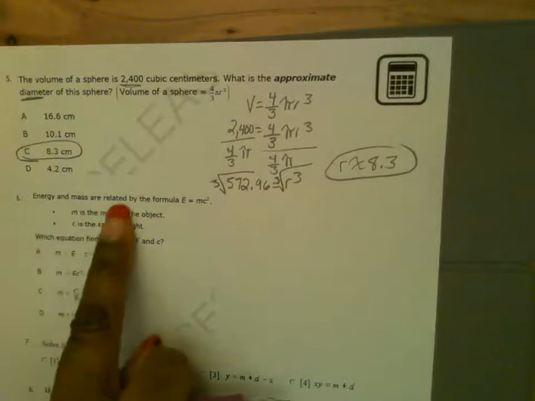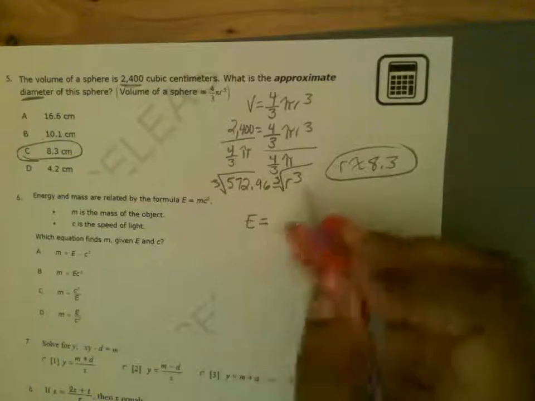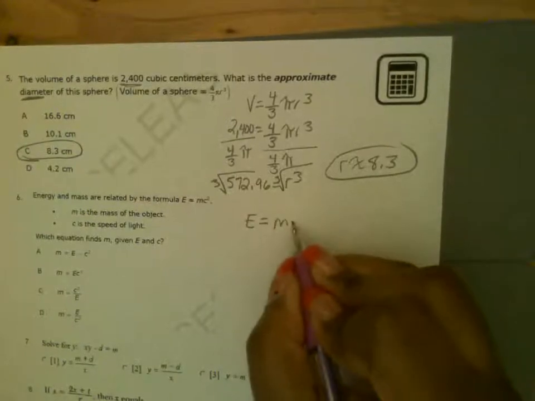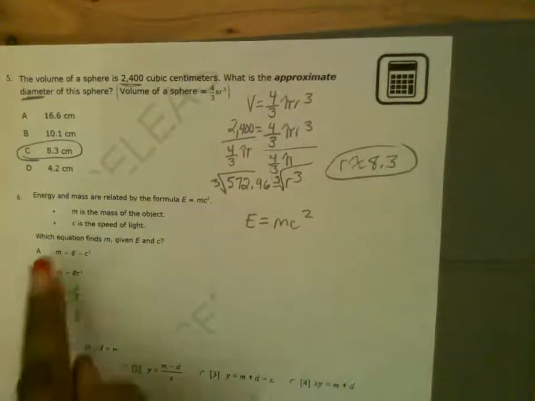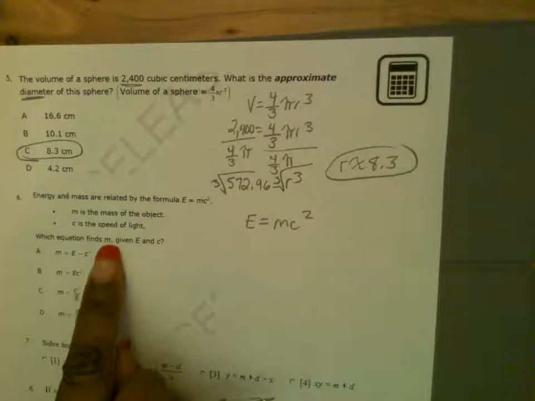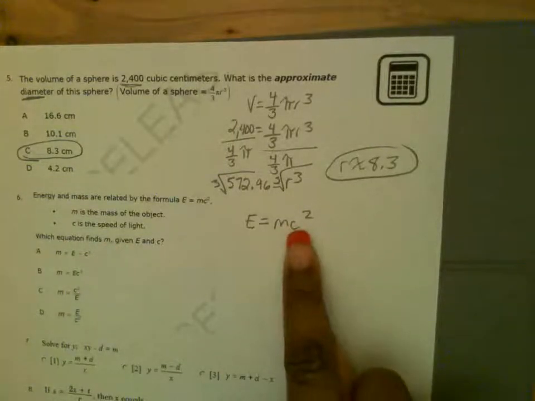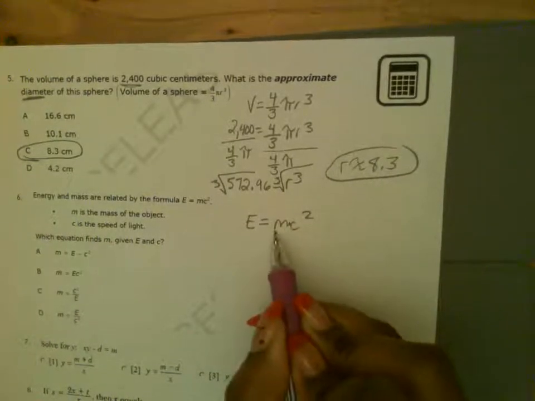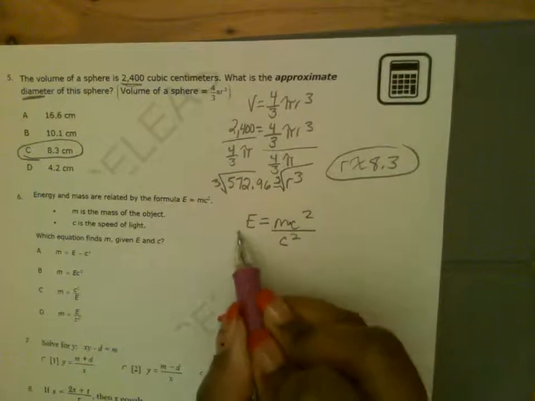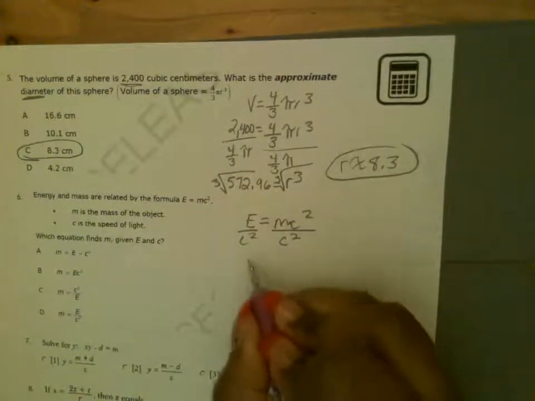The energy and mass are related by the formula E is equal to mc squared. Okay, and they told you what each of those mean. What they're trying to find, it says which equation finds m. So that means you got to get m by itself. So in order to get m by itself, we got to get rid of the c squared. Well, c squared is being multiplied to m. So the opposite of multiplication is division. So this is going to give me E.